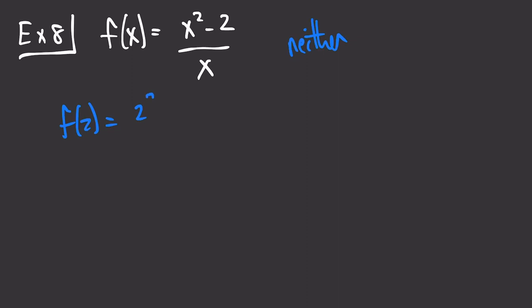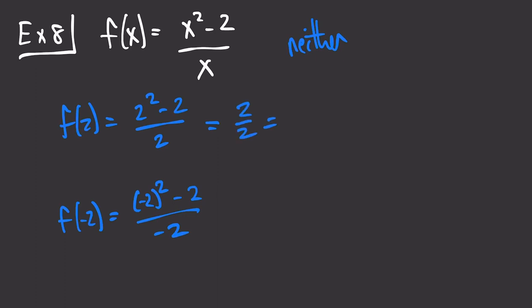f of 2, 2 squared minus 2 over 2. f of negative 2, negative 2 squared minus 2 over negative 2. Okay, so let's see what we get up here. I get 2 squared is 4. 4 minus 2 is 2. 2 divided by 2 is 1. Negative 2 squared is 4. 4 minus 2 is 2 over negative 2. Oh, wait a minute. So right now, I've got two numbers that are opposites. So to me, that would indicate that it's odd.